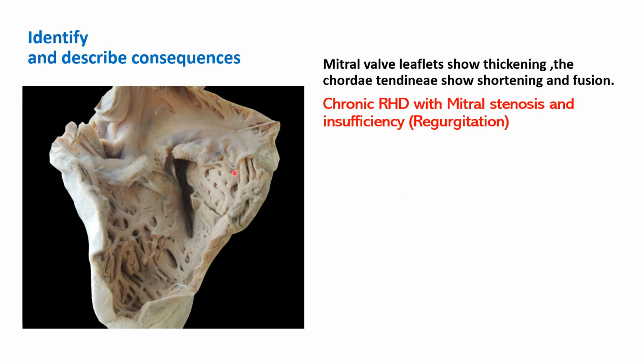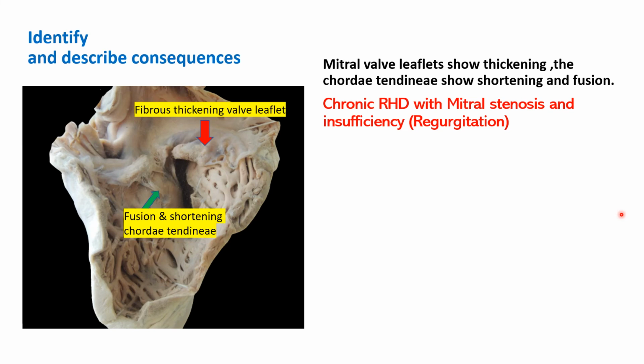Now the mitral valve, this is the bicuspid valve, shows thickening and, see this thickening, curling of the mitral valve, and these are the chordae tendineae. So they are lost here, and there is a fusion and shortening of the chordae tendineae. See this fusion nicely. So these are the classical features of old rheumatic heart disease with mitral stenosis and insufficiency.